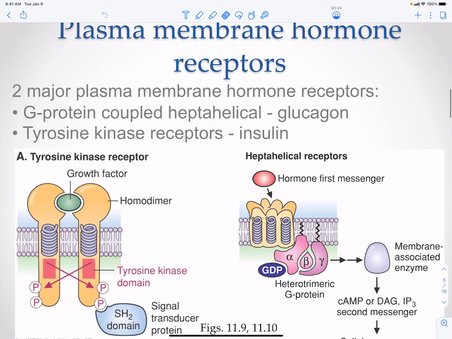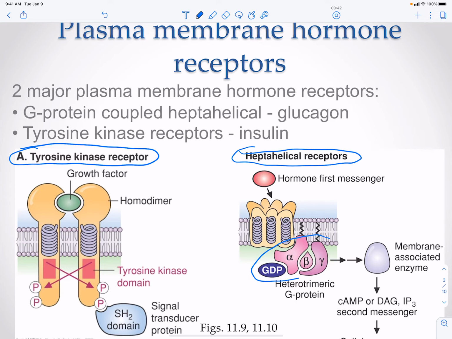So as we've learned, there are two major hormone receptors. One is our tyrosine kinase receptor, and this is going to be used as a growth factor, so this is what insulin would use. And then we have our heptahelical receptors, our G protein receptors, which has our trimeric G protein. And these are going to be more for our hormones. And our hormones are going to trigger the G protein receptors and then start a signal transduction pathway similar to what our tyrosine kinase will do.